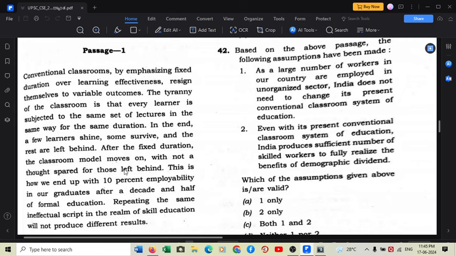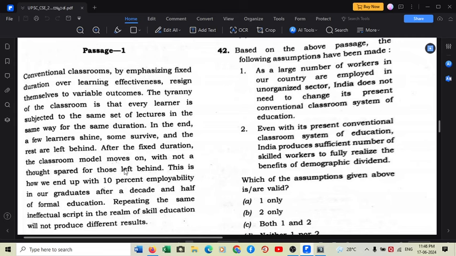Rather, the assumption is that the author is positive. The author is talking about how we should have a better way of teaching where skill education is not conventionally taught to the students. Skill education has to be taught in a manner where the majority of the people benefit. So statement 1 is ruled out.